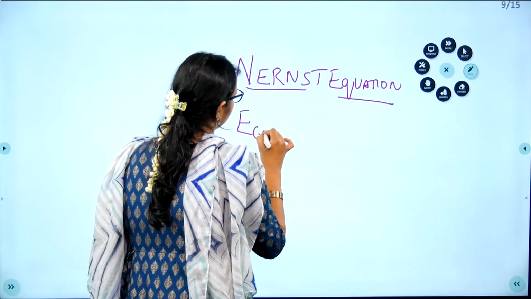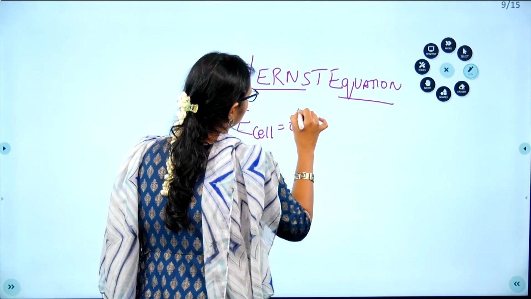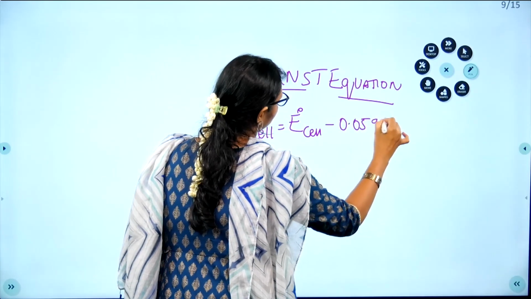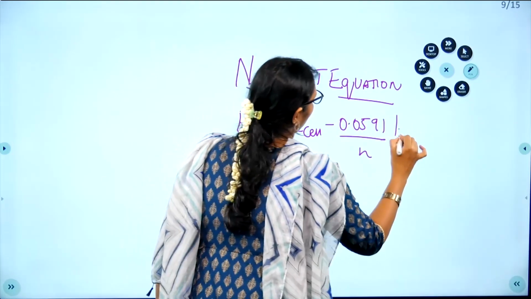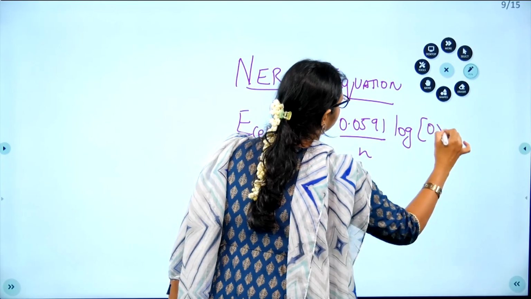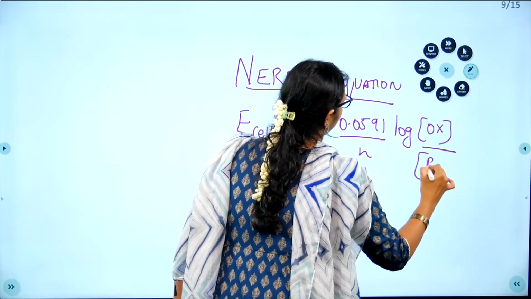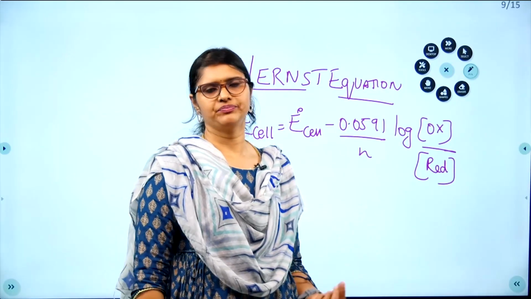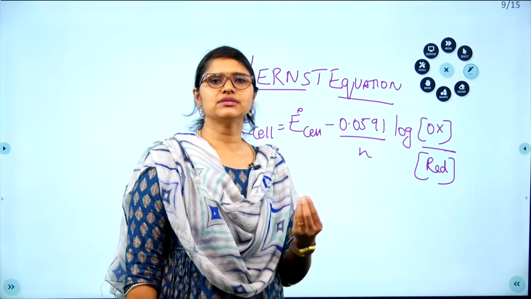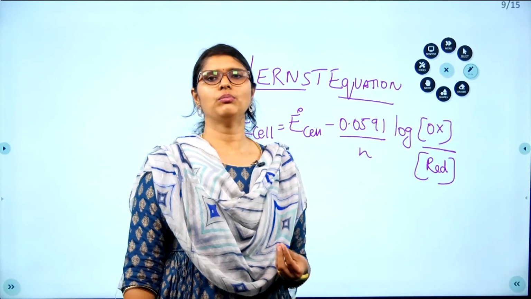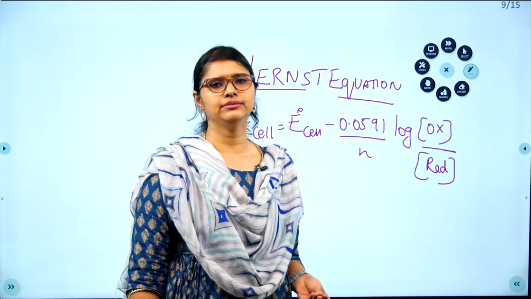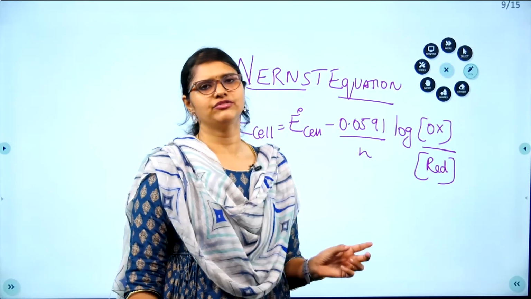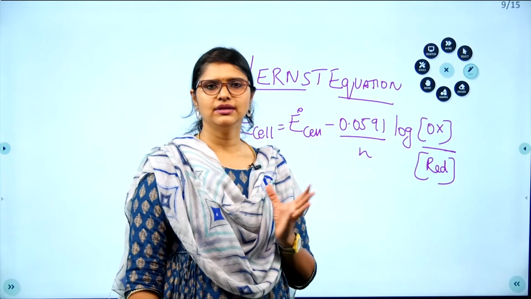E cell is equal to E naught cell minus 0.0591 by N log of oxidized by reduced. So this is called Nernst equation. E cell is equal to E naught cell minus 0.0591 by N log of oxidized by reduced. It's a very direct formula. We have to use this formula and calculate.